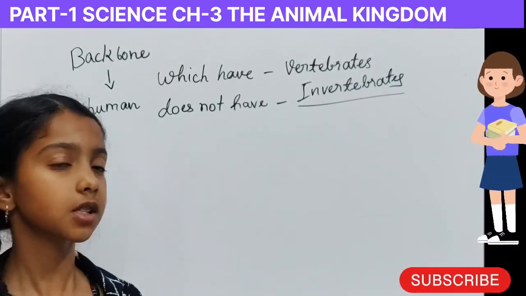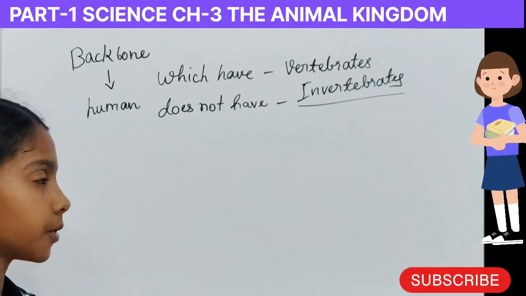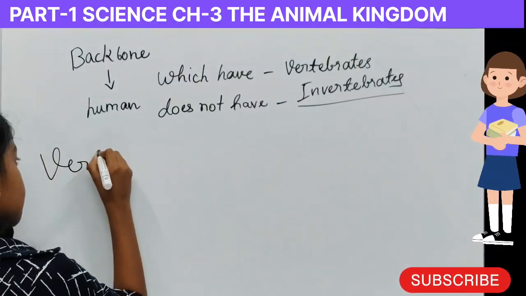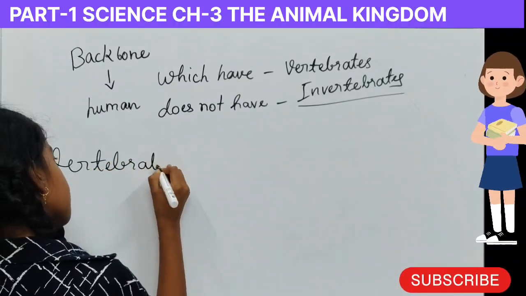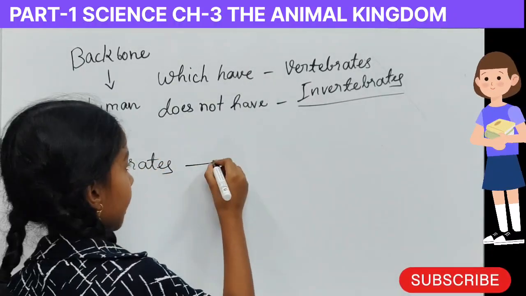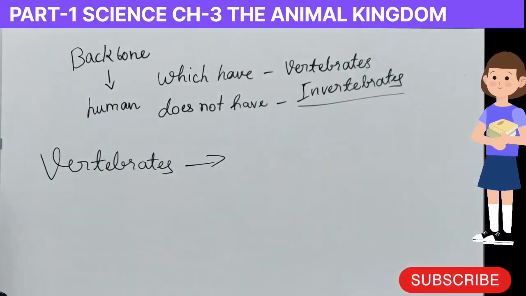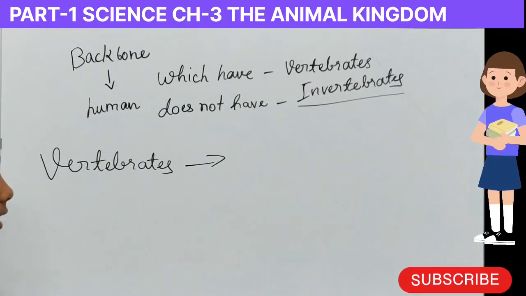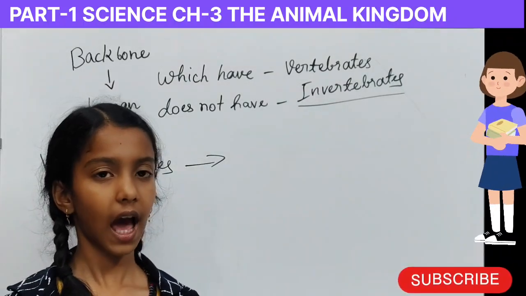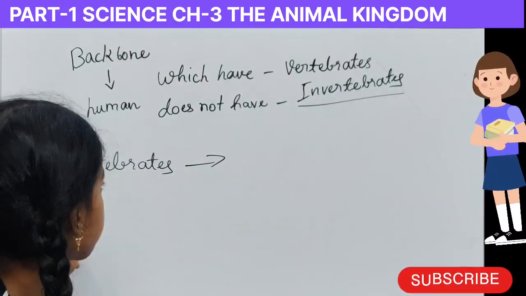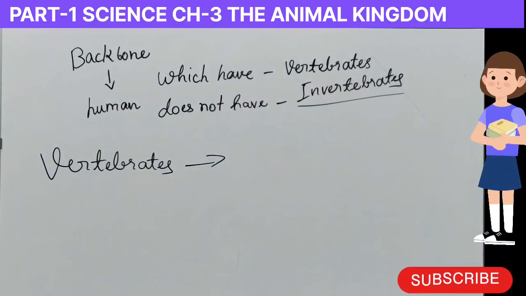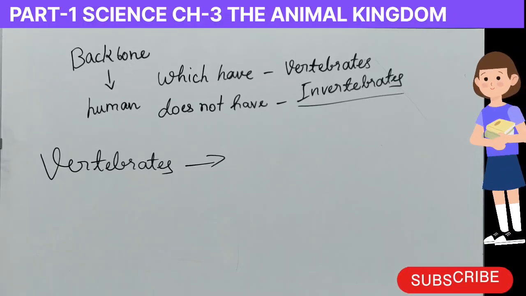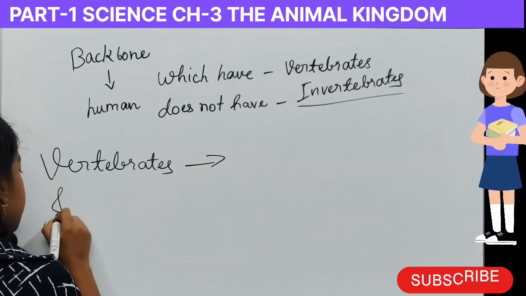Now let's see the examples of the vertebrates and the invertebrates. Some animals, I told you, have the backbone. So which animals have the backbone? Easily you can guess. First you see which has backbone, and here invertebrates.